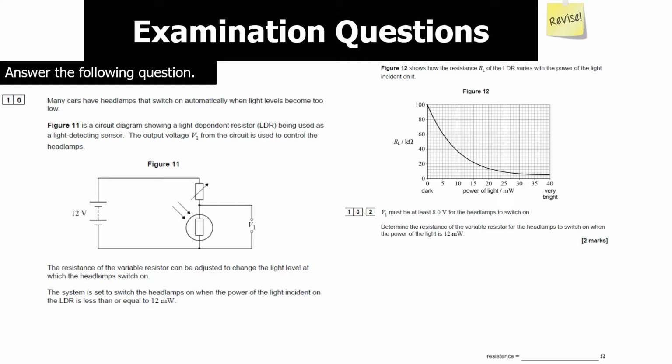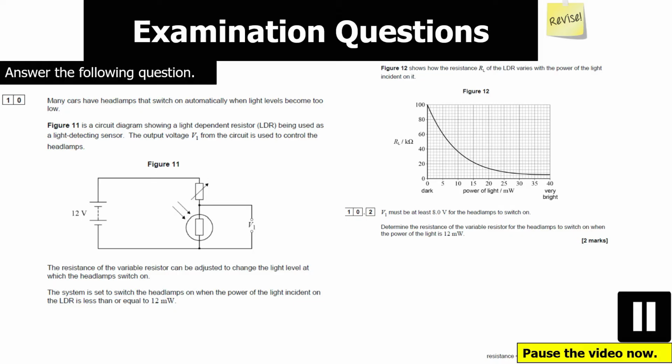Now, figure 12 shows how the resistance RL of the LDR varies with the power of the light incident on it. V1 must at least be 8 volts for the headlamps to switch on. Determine the resistance of the variable resistor for the headlamps to switch on when the power of the light is 12 milliwatts. So pause the video now, then unpause the video when you want to go through your answer.